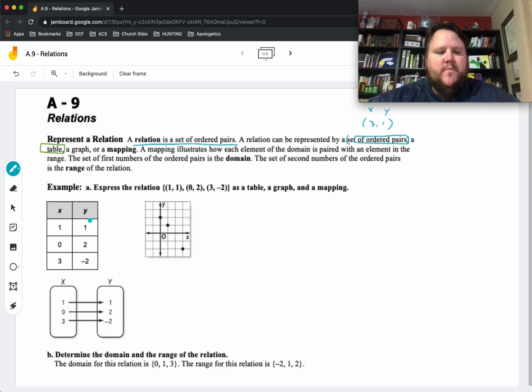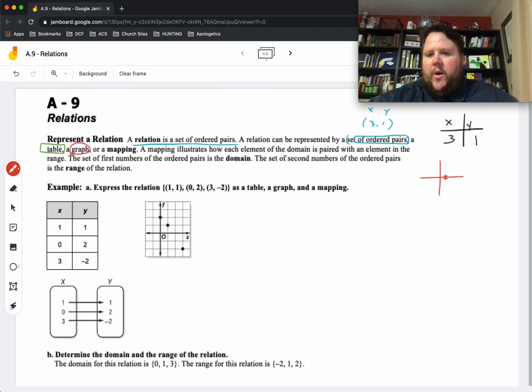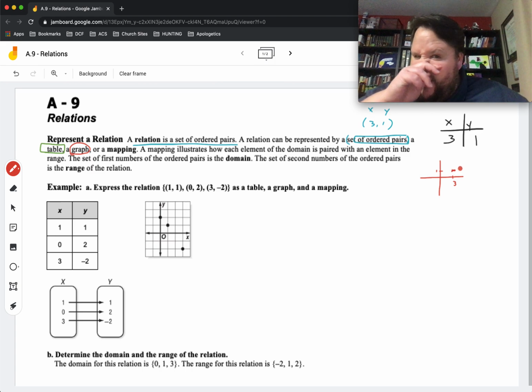A table is if we had an XY table. So 3 would be my x and y would be my 1. So that's a table. And then it could also be labeled as a graph. So if I had an XY coordinate plane, I would go over to 3 in my x, and 1 in my y, and it would be right there. So that's a graph.